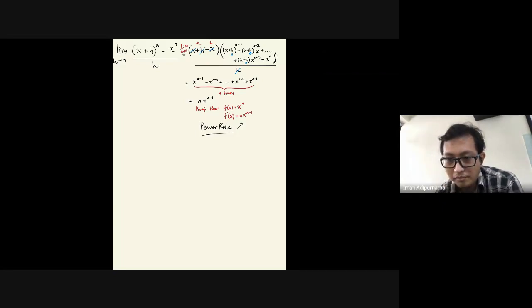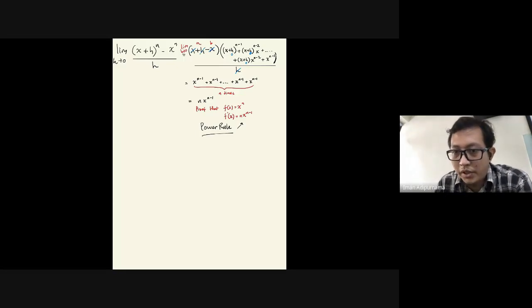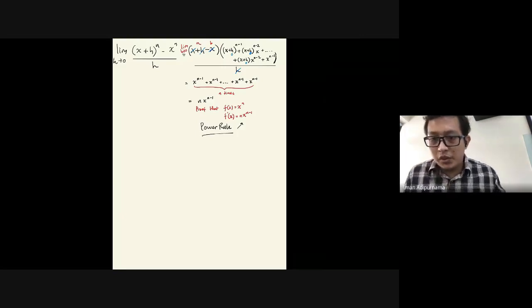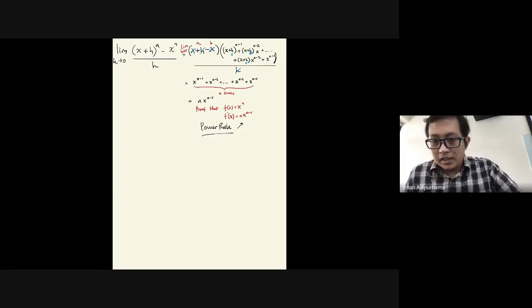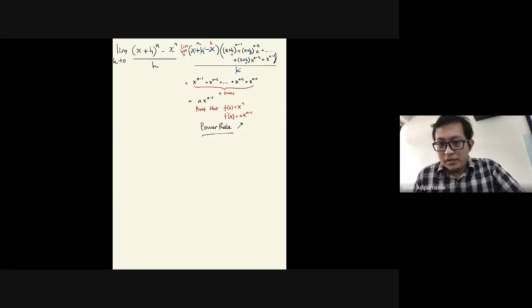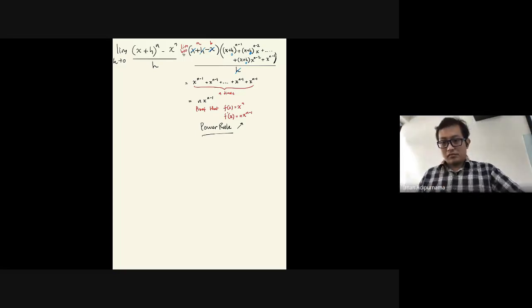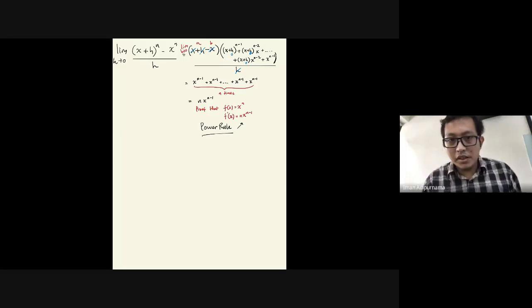Our quiz will be in the mid of October, maybe 13 or 15. I will announce this week in the Moodle. Check the Moodle this week. Okay, the QR code.